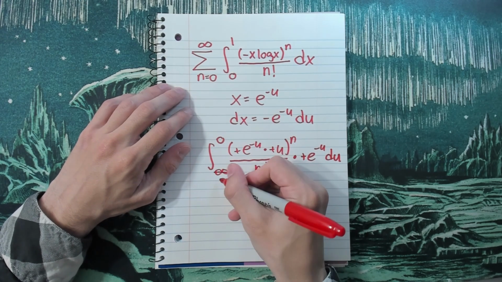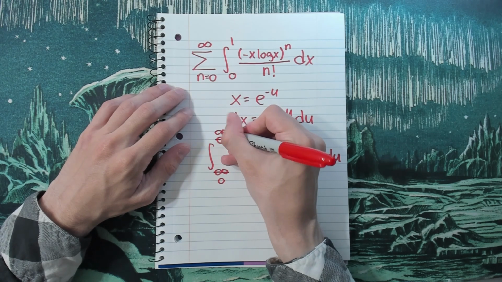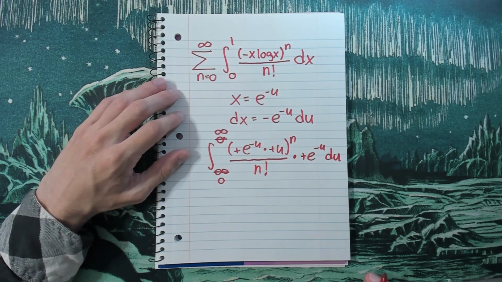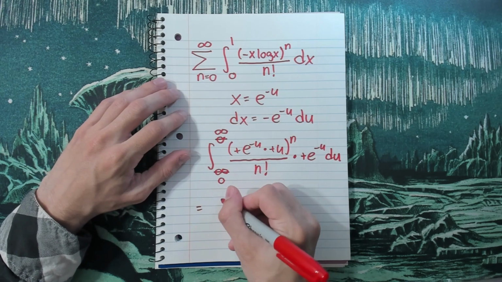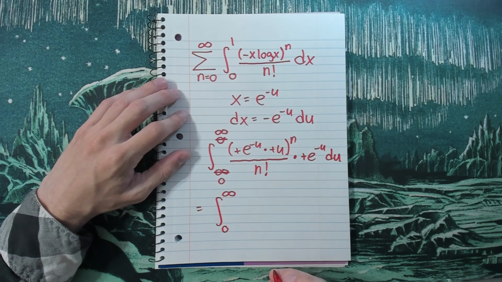That way I can go ahead and interchange these in the order of integration, like this, 0 to infinity. Looks a bit nicer. And then I'm going to have the integral from 0 to infinity.